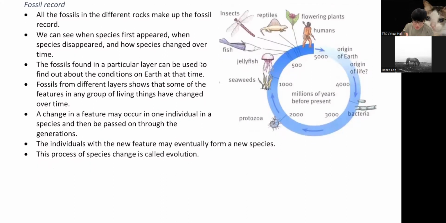Okay, anyway, so a change in any feature may occur in one individual in a species, then be passed on through the generations. The individuals with the new feature may eventually form new species. Okay, so we evolve. So the process is called evolution. 这个就是进化咯，这个就是进化咯。So we evolve from monkeys.